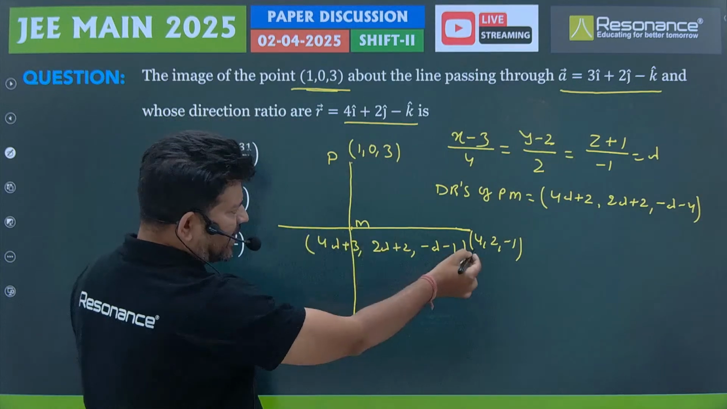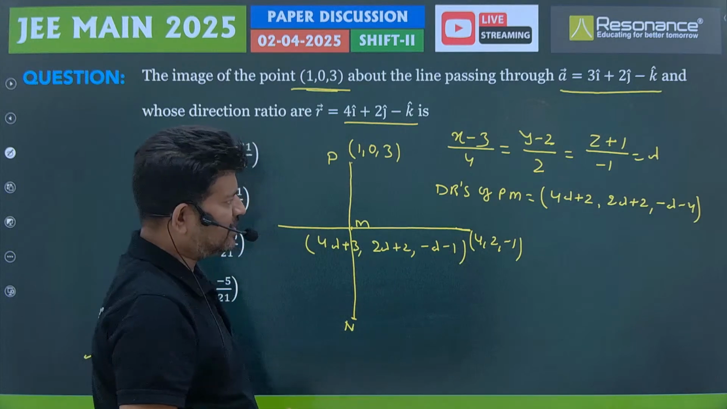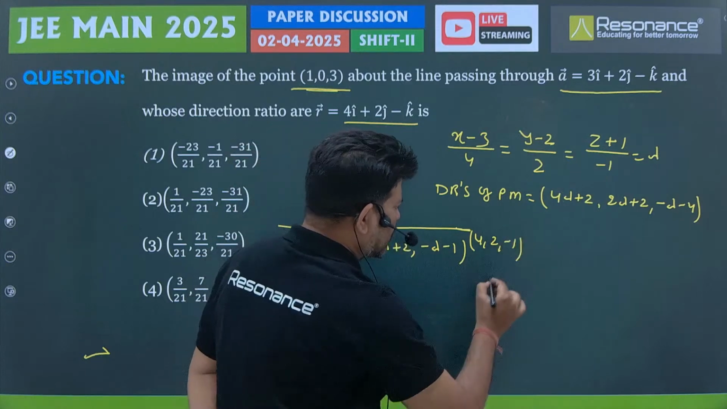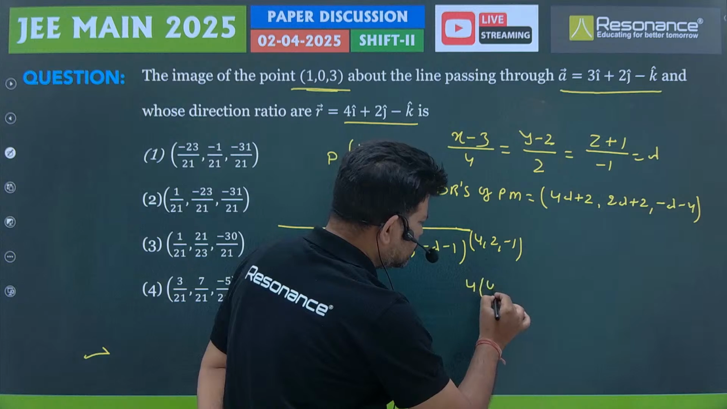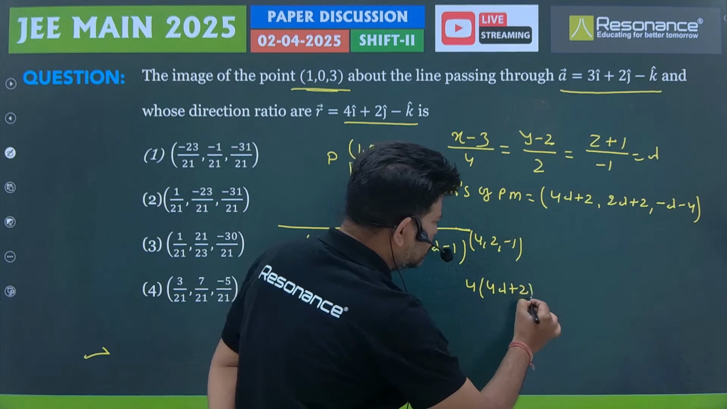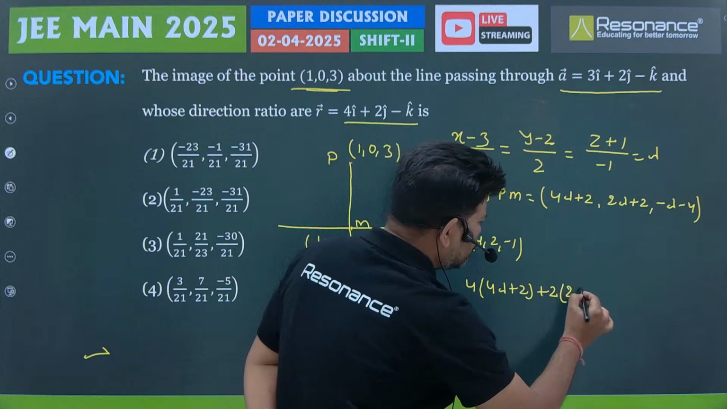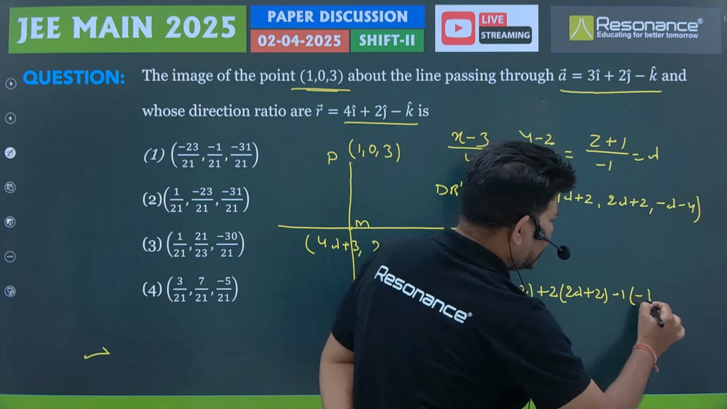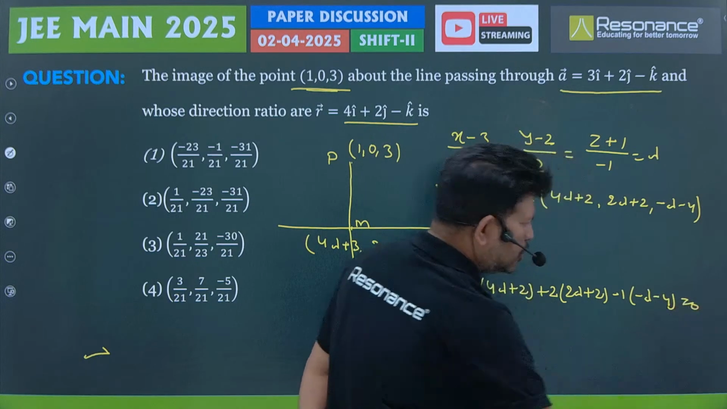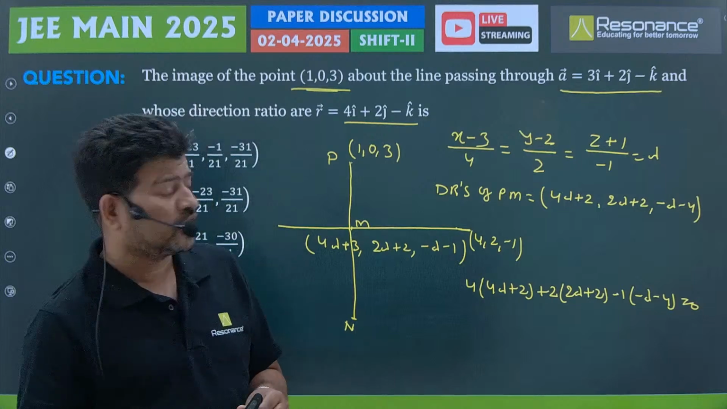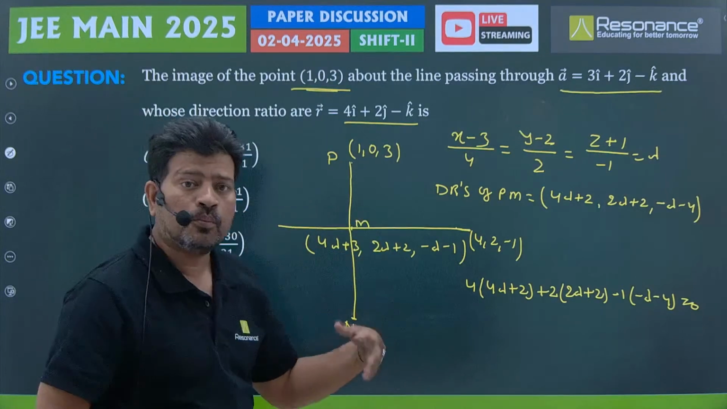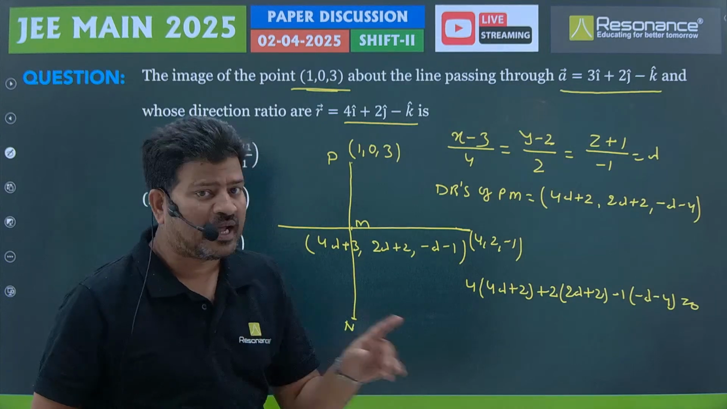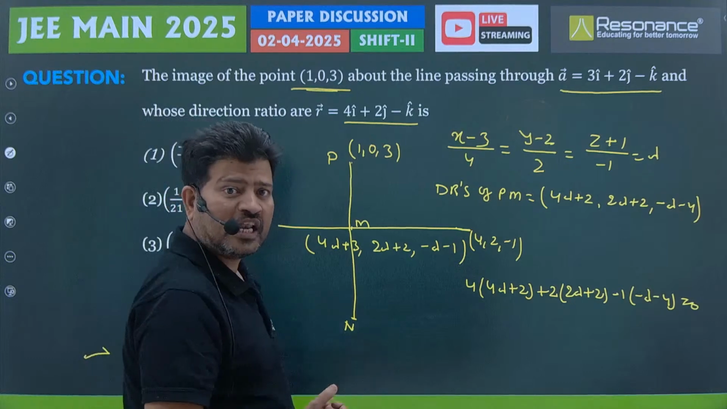And the DR of the line is 4, 2, minus 1. Both are perpendicular, so we can take the dot product: 4 lambda plus 2 times 4, plus 2 lambda plus 2 times 2, minus 1 times minus lambda minus 4, is equal to 0. We have taken the dot product because both are perpendicular. Now you can multiply and find the lambda value from here.